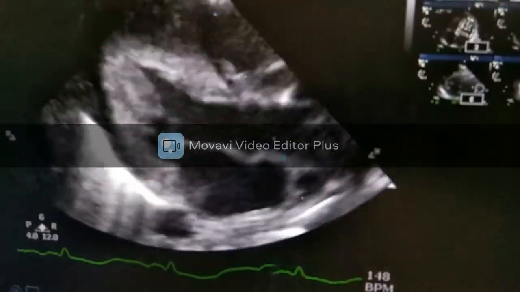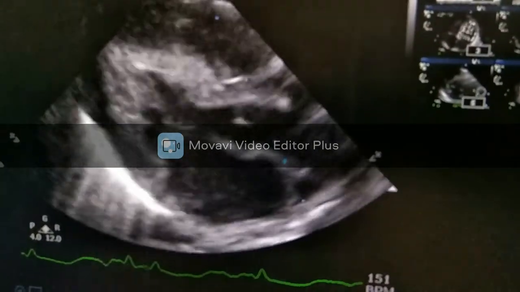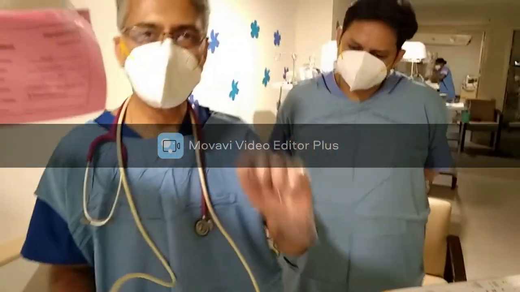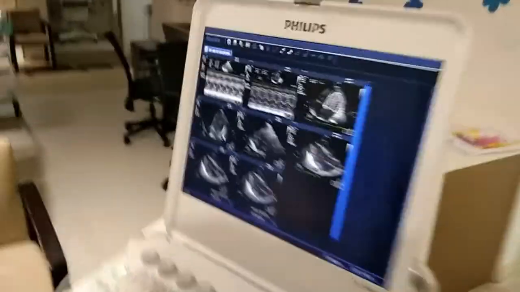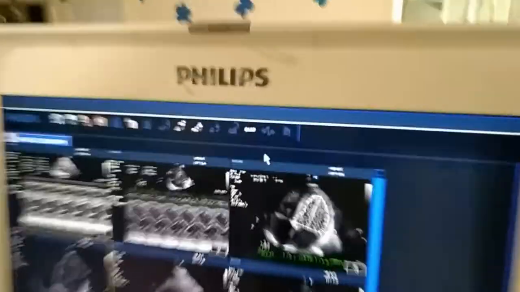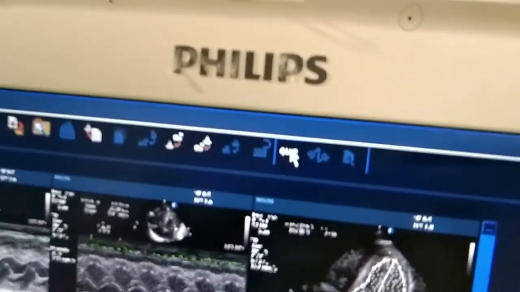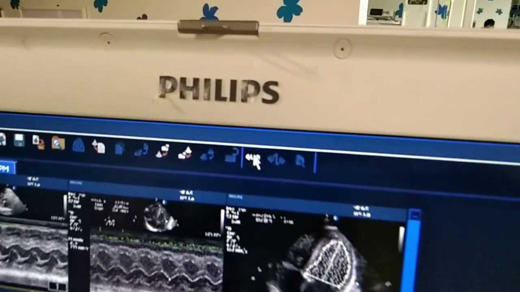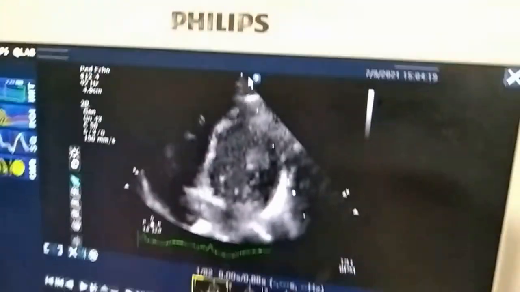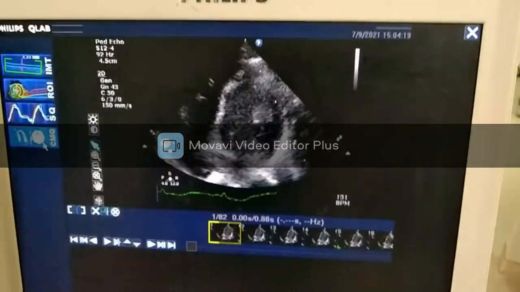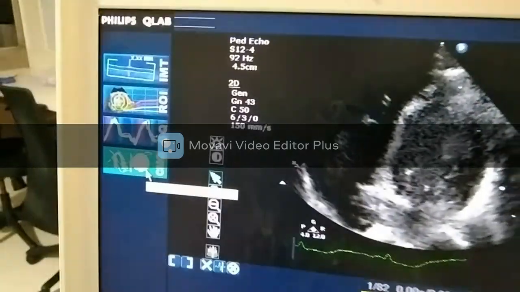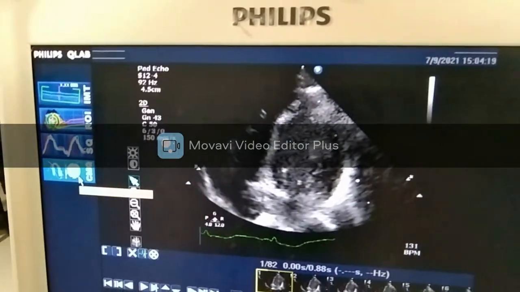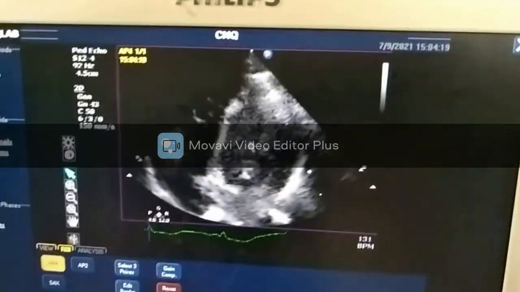Clear? Now, how to derive it? Using these three views, we need to derive. Once you go to the review here, you click this. You click this, you get a button there, Q lab. Okay? You just press the Q lab, you get this. There is a thing called CMQ. This is cardiac motion quantification. CMQ means. So you take this one button.